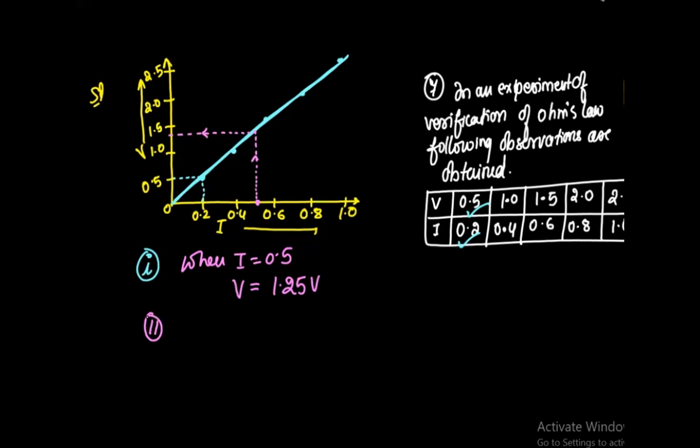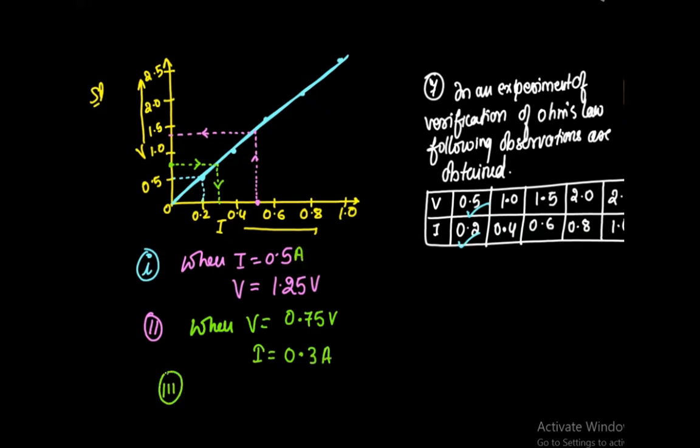Let's check the second part. The second part of the question says, find the current when the potential difference is 0.75. Let's see. Potential difference means V. When V is how much? 0.75. Where is V 0.75? Between these two. Plot and then come down. Arrow, arrow. What will it be? I is equal to 0.3 ampere.